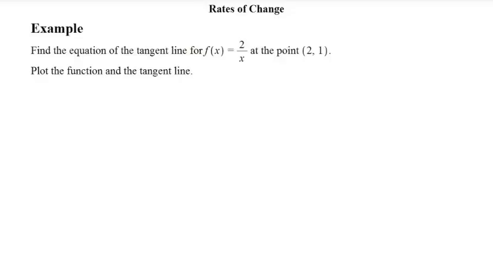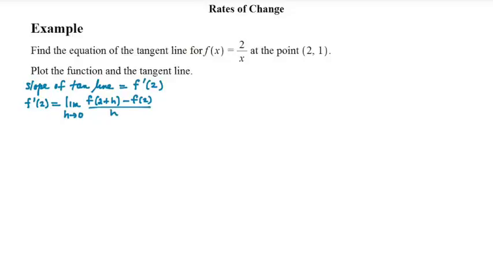Well, let's start by observing that in order to find the equation of any line, we need the slope. And now we know that the slope of the tangent line will be the derivative, f prime, at the value 2. Using the definition, f prime of 2 will be the limit as h goes to 0 of f of 2 plus h minus f of 2, over h. So we're using the definition of the derivative with a equal to 2. Now we need to evaluate this limit for the function 2 over x. Now f of 2 plus h will be 2 over 2 plus h. f of 2 is 1, and then we have a divide by h.